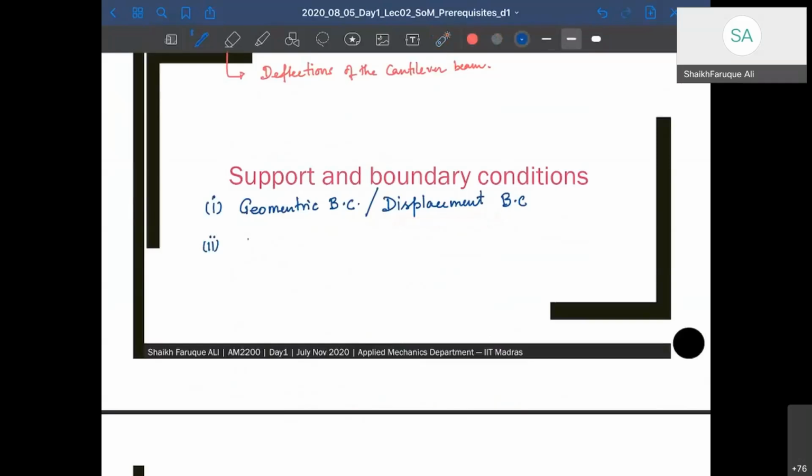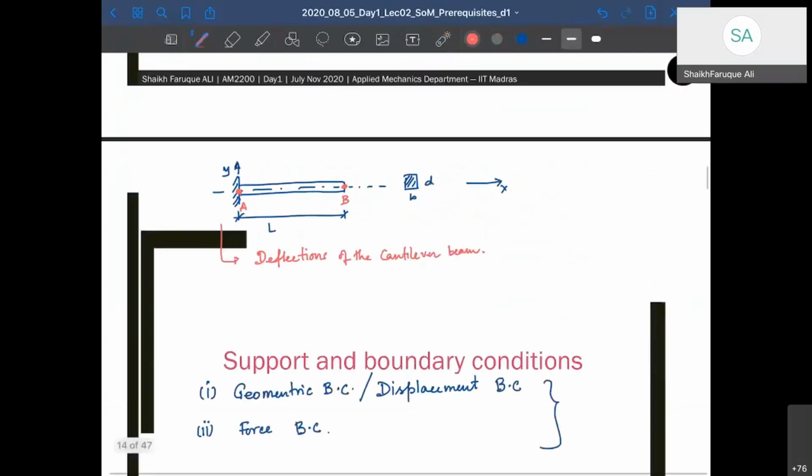The next one is force boundary condition. The boundary conditions that arise due to given forces in the system are called force boundary conditions. Now there is a very nice relationship between them. We'll discuss this relationship a little later. Right now, let us discuss this with an example. Okay, the same example I'll take now. Let's say the same cantilever beam is acted upon by a force F or a P here.